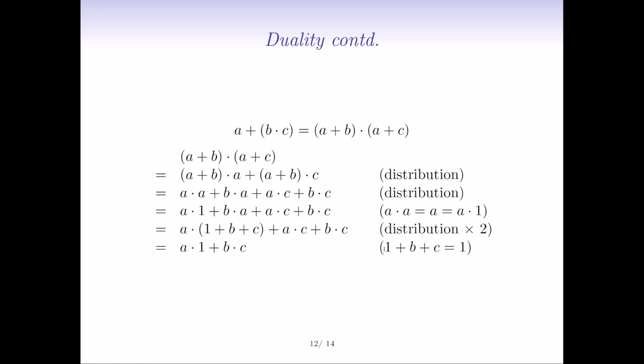So, because we have 1 plus b plus c is equal to 1, that was an exercise a couple of slides back, that 1 plus a equals 1 for any a. So in particular, 1 plus b plus c is equal to 1. So this term just becomes a dot 1 plus b dot c. And then, of course, we have a dot 1 is equal to a, so that gives us a plus b dot c. And we're done.